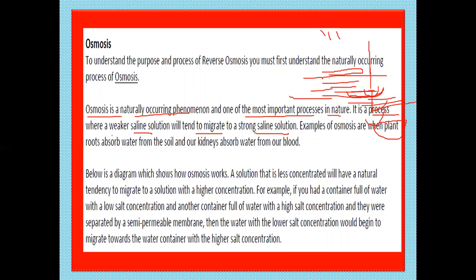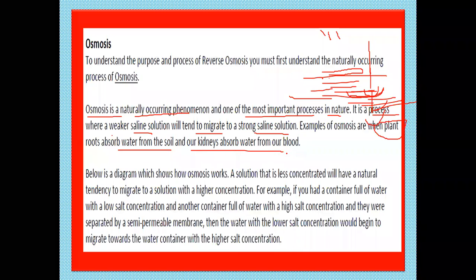Examples of osmosis are when plant roots absorb water from the soil, and our kidneys absorb water from the blood. That is a simple example of the osmosis process. So small plants grow into trees by taking water from the soil through the roots, and in the same way, water is taken from the blood.